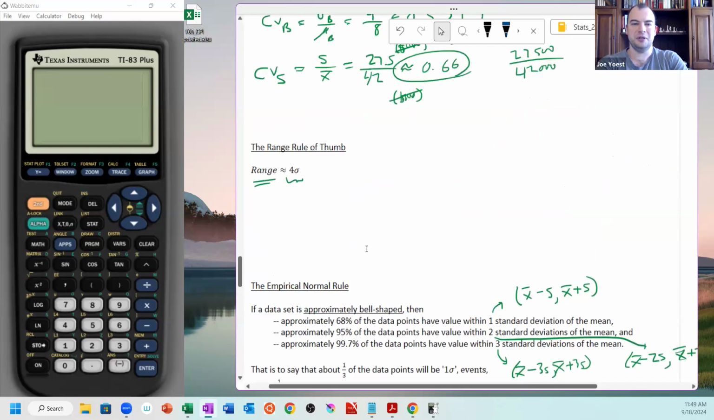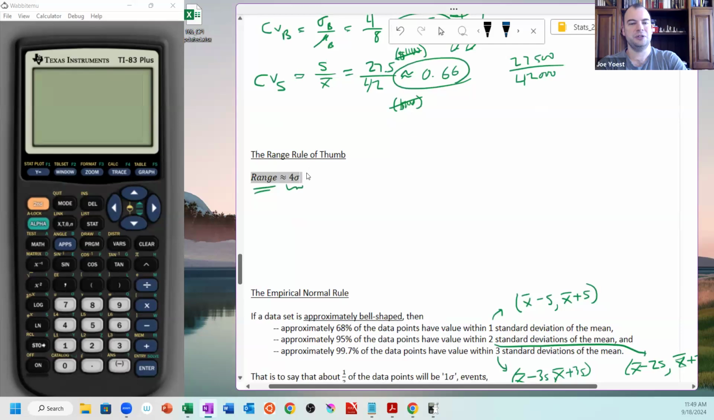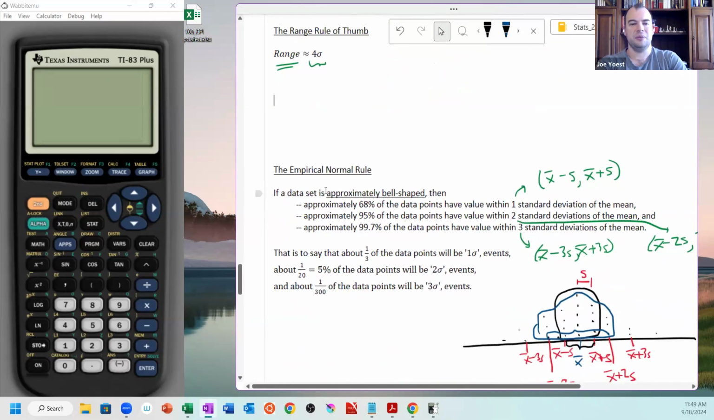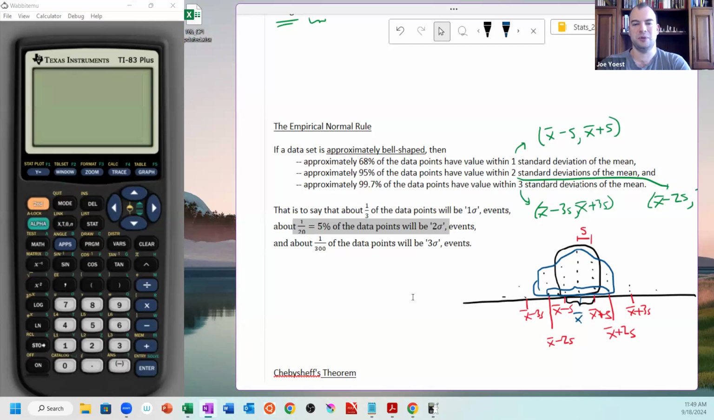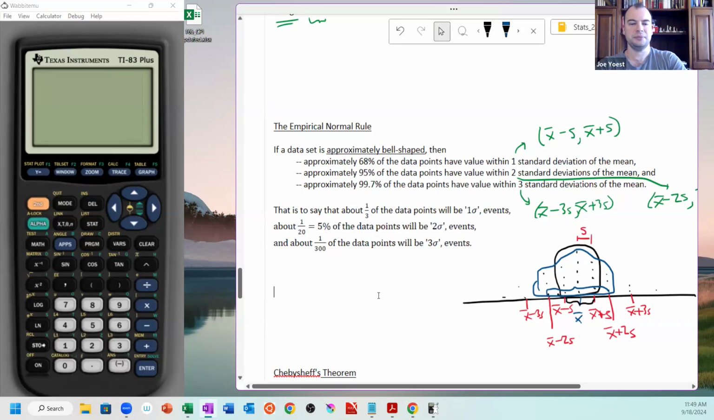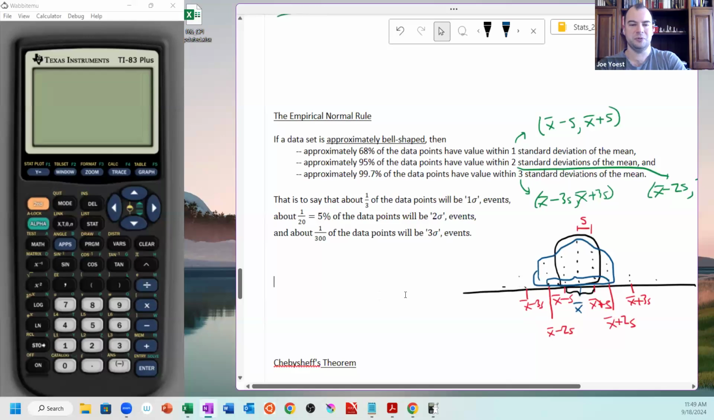So this maybe gives a little bit more credence to our range rule of thumb, especially when we have approximately bell-shaped data and we don't have a ton of data points, right? It should be quite rare to get a data point with a value more than three standard deviations away from the mean, and we'd expect to get a data point with a value more than two standard deviations away from the mean only about 1 out of 20 times. So that's the empirical normal rule.